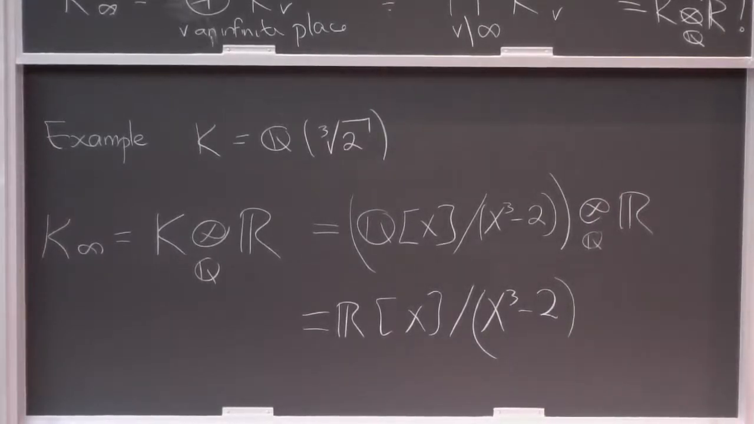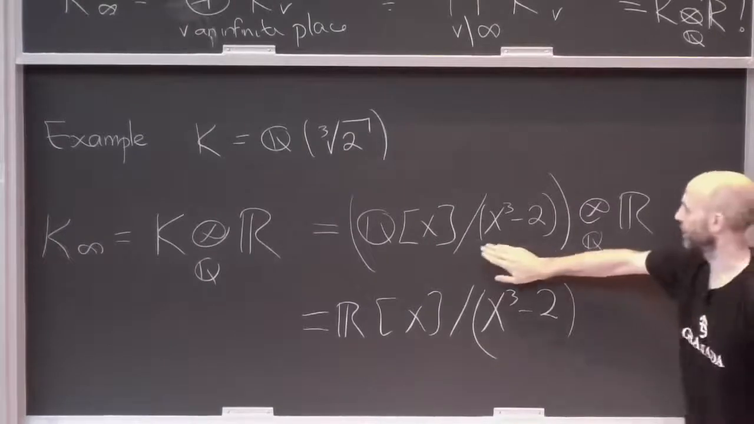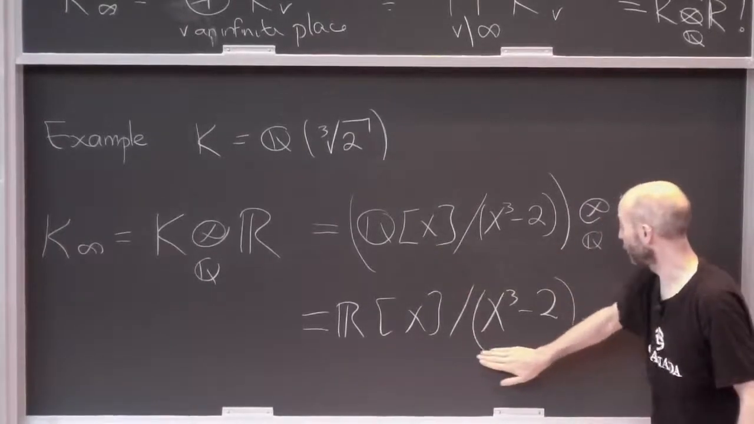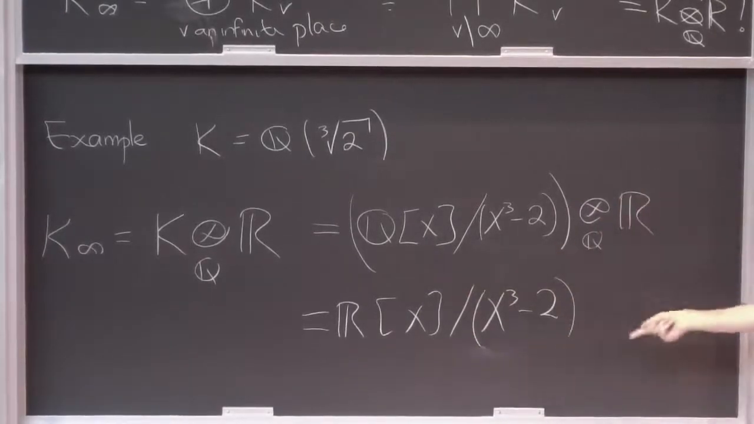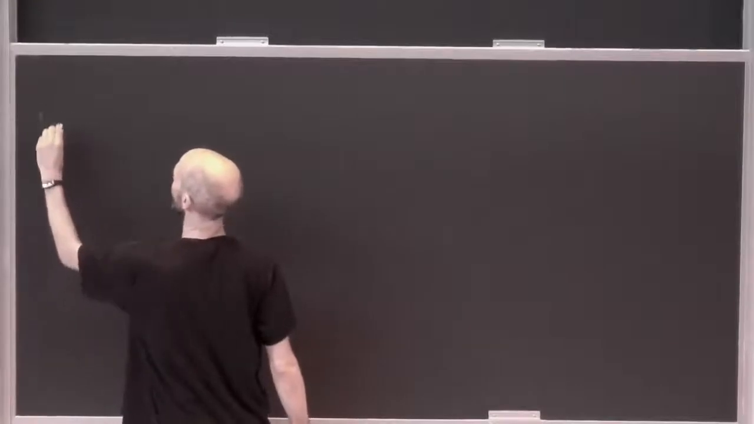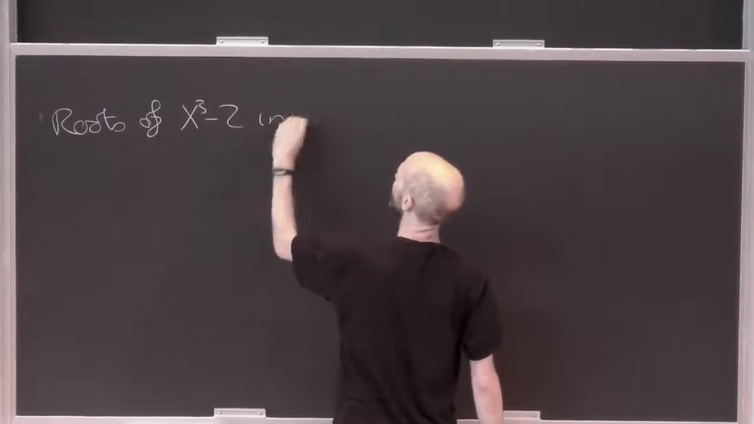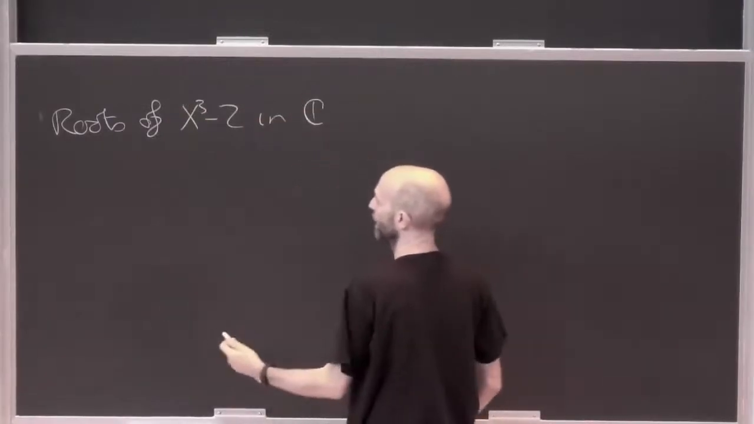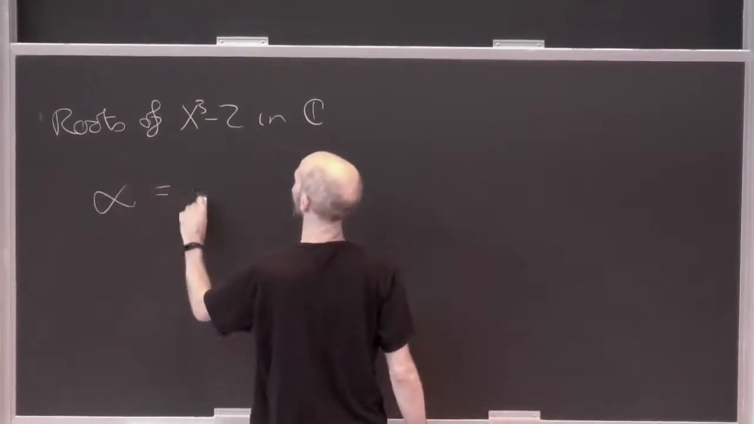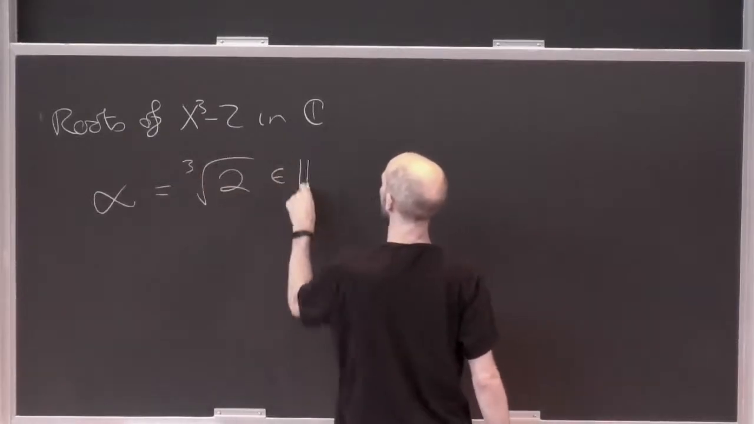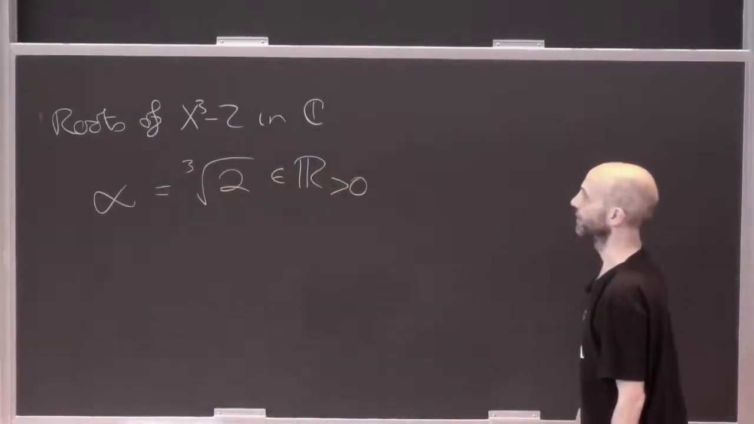And now x cubed minus 2 used to be irreducible over Q, but over the reals that's not irreducible anymore because it's got degree 3, and irreducible polynomials over the reals have got degree 1 or 2. This polynomial's got a root in the reals. So let's give names to the three roots. Let's say the roots of x cubed minus 2 in C, what are they? Well, there's a real one. Let's say alpha, the positive real cube root of 2.